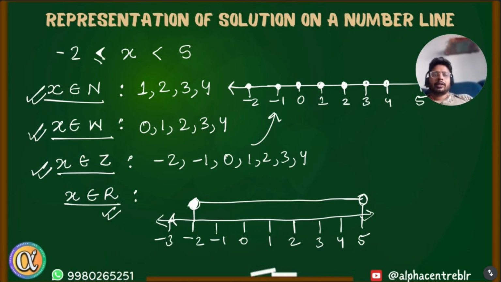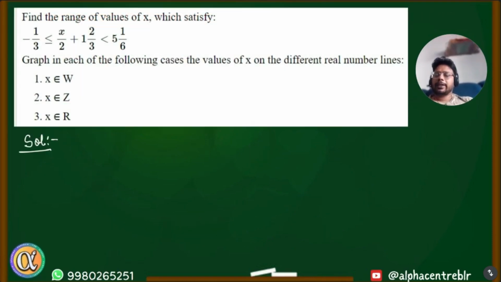So therefore we need to represent those infinite numbers with a continuous line and not discrete dots. Okay. Find the range of values of x which satisfies this inequality. Graph each of the following cases the value of x on different real number lines for x belonging to whole numbers, x belonging to Z. Z here means integers, and R for real numbers.